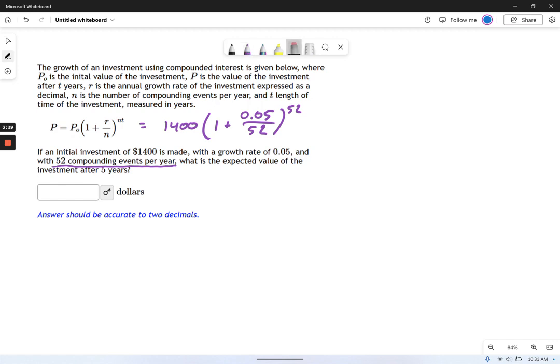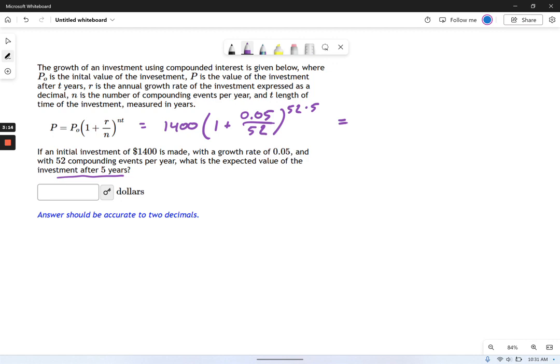And then T, what is T? Well, T is the length of time of the investment measured in years. And if I read further down, I see that this investment is going to last 5 years. So that's going to be 52 times 5. Now, there's no way I'm doing this in my head, but we can use a calculator. That's allowed. So I'm going to do what's inside the parentheses first.